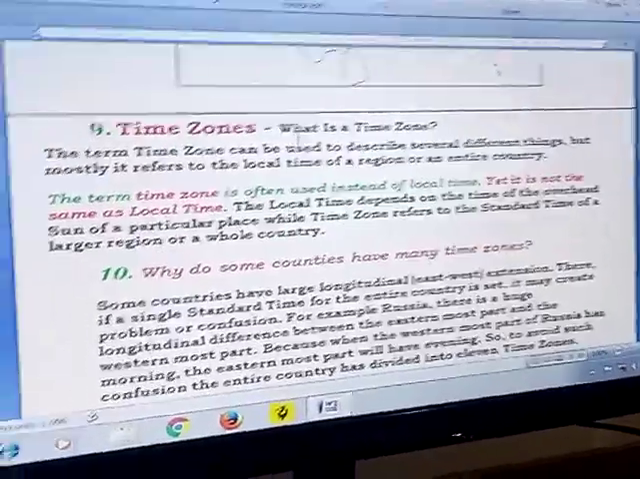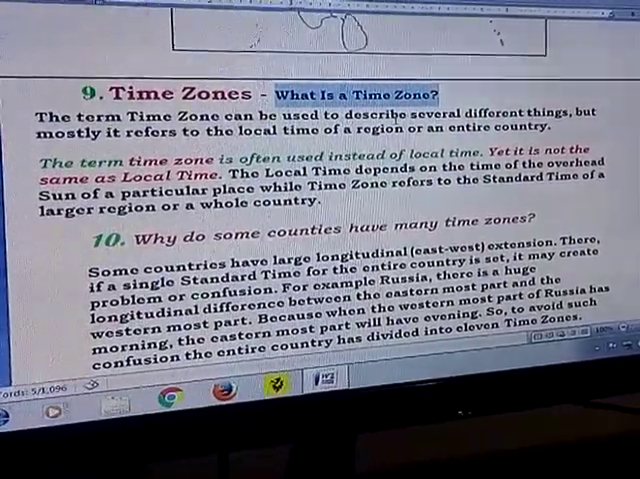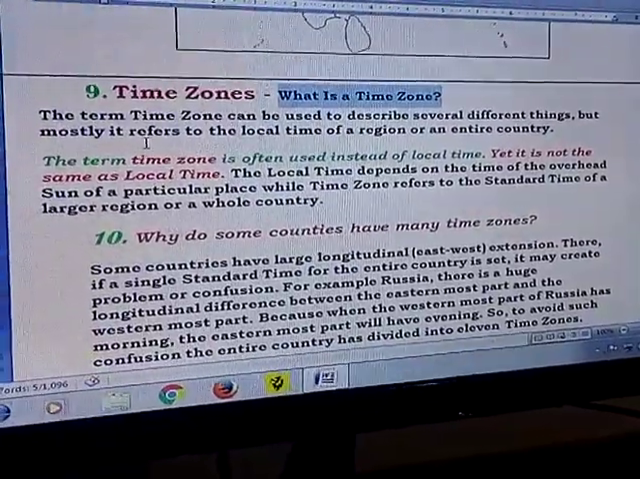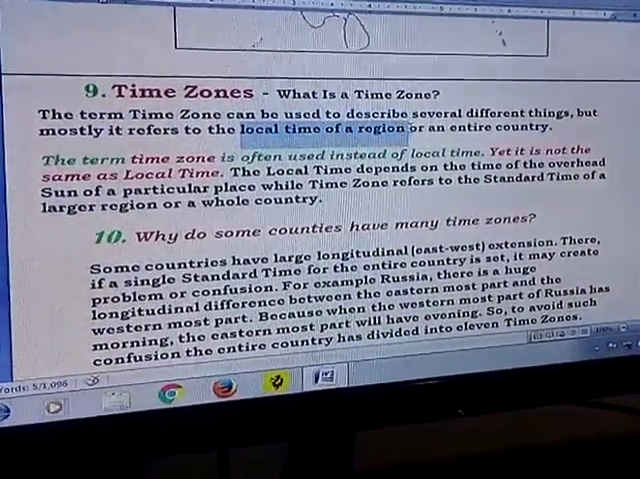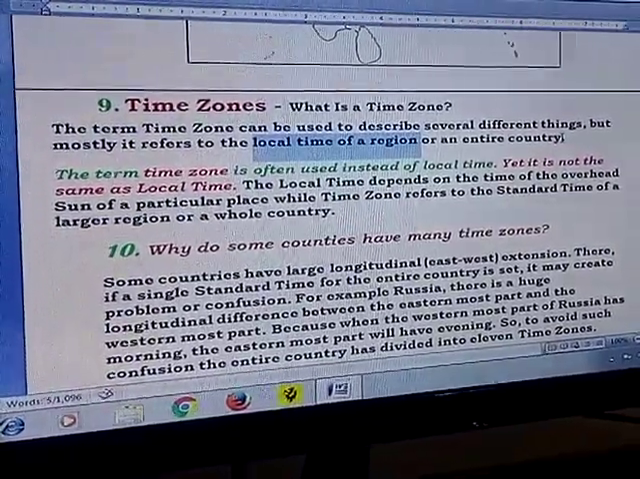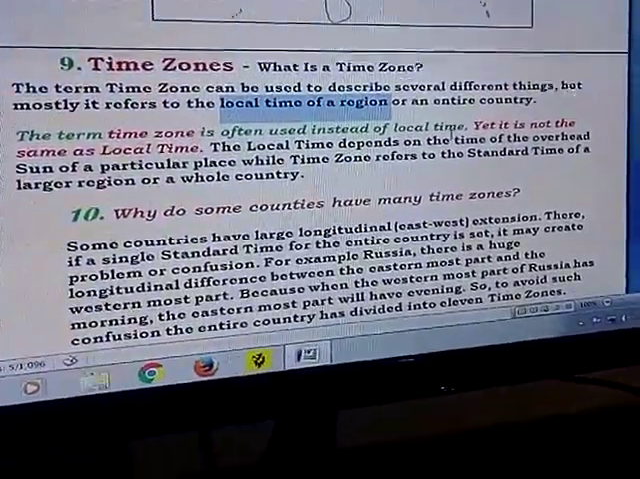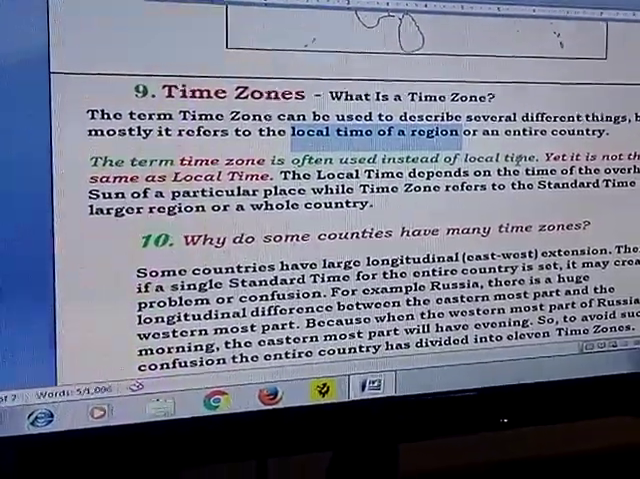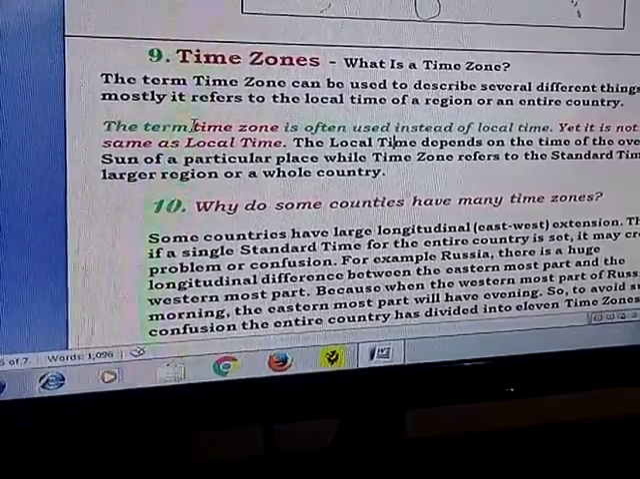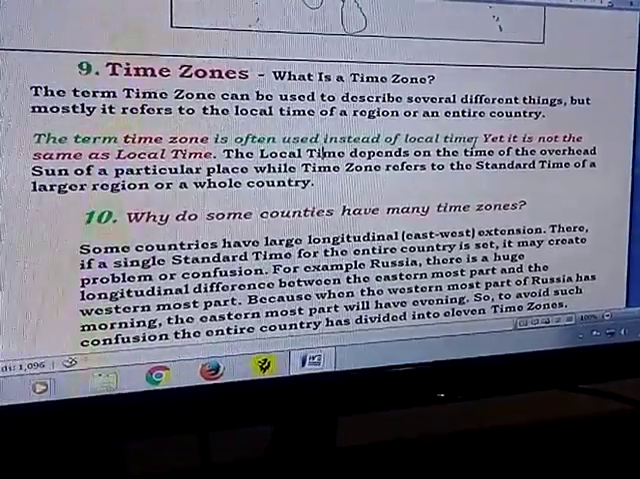Now what is a time zone? The term time zone can be used to describe several different things, but mostly it refers to the local time of a region or an entire country. Now again, for India, the local time and time zone are the same, because we are following only and only one particular time. The term time zone is often used instead of local time.